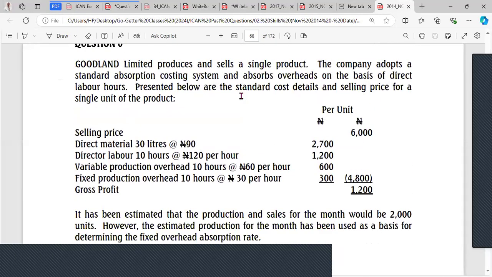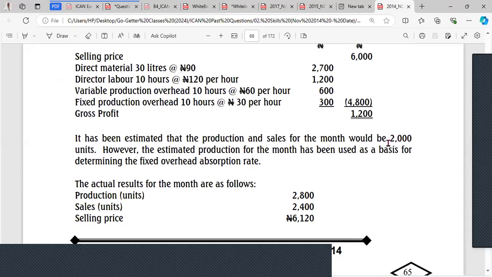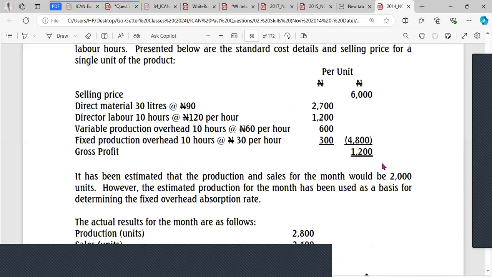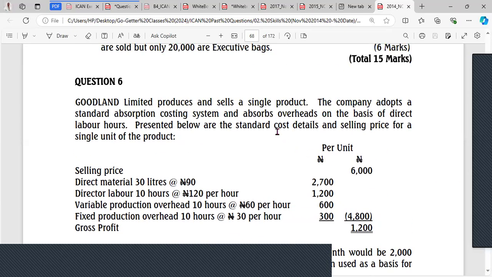Now, the first one was the fixed budget. The fixed budget was for 2,000 units. This is the one we would have done first. 2,000 units was budgeted, so normally 6,000 times 2,000 will give us a figure. All your direct material, 2,700 per unit times 2,000 will give you a figure. Direct labor 1,200 per unit times 2,000 will give you a figure, like that, and you will now deduct it. But instead of going through all that process, since these 2,000 are going to be produced and sold, with no closing stock, just take the profit, 1,200 is your standard, and multiply by 2,000. We would have done that for the budget.